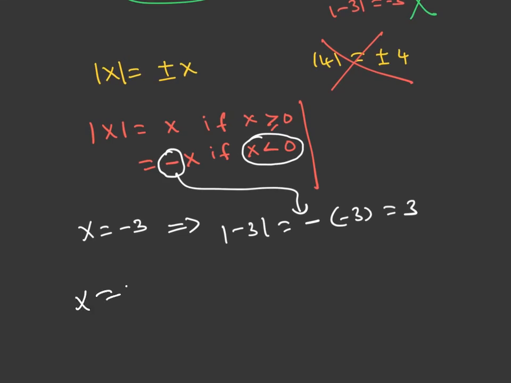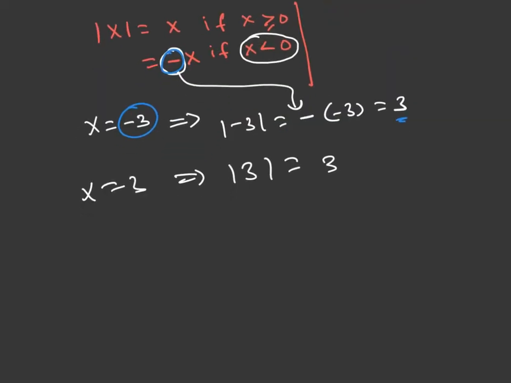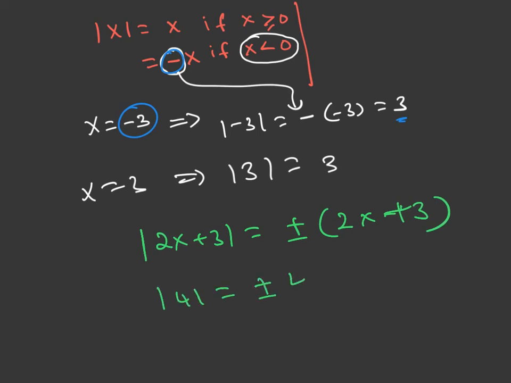So if x is a positive value, then take the same value. That's what you are saying. Take the same value without any change. But if x is a negative value, take the opposite of it to make it positive. So that's the definition of absolute value. In conclusion, if I have absolute of 2x plus 3, I have to say that is plus or minus 2x plus 3 when I get rid of the absolute value sign. But at the same time, I'm not saying absolute value of 4 is plus or minus 4. You need to understand the difference between those two very clearly.